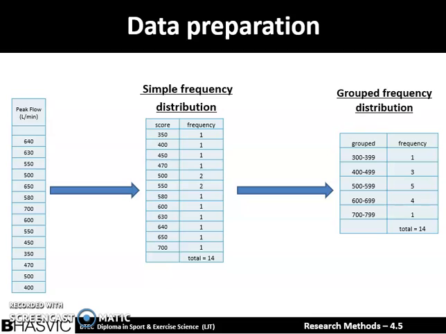So this method is good for organising and presenting large amounts of data, however you lose information through this process. Once the data is in the groups, it's impossible to work out the individual scores. So for example, there is 5 values in my 500 to 599 category, but from this data you can only tell that 5 athletes fall into this category, but you can't tell what their individual scores were.